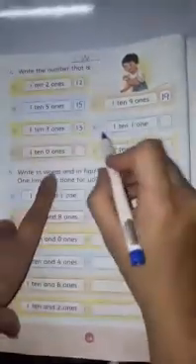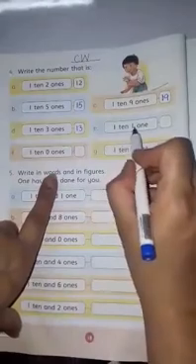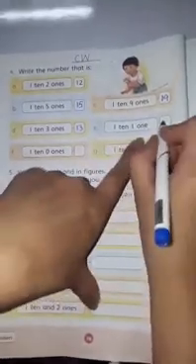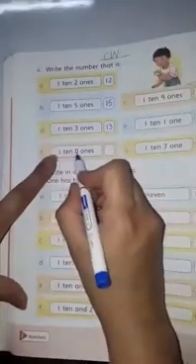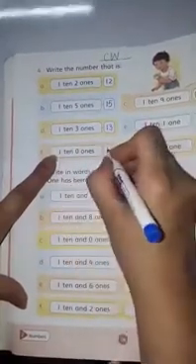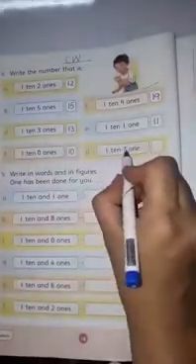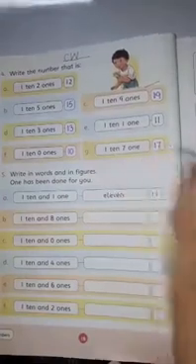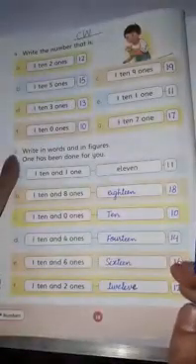Yes. Next, E part: 1 ten, 1 one. It means 1, 1, 11. Next, 1 ten, 0 ones. It means 1, 0, 10. Next is 1 ten, 7 ones. It means 1, 7, 17. Good. So moving towards our question number 5.